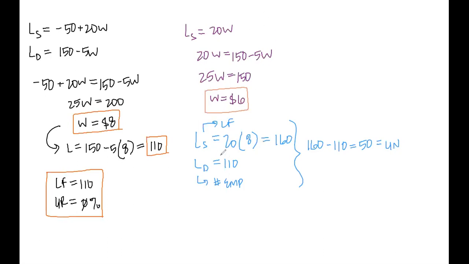So they wanted the level of employment, the level of unemployment. And then they said what would be the size of the labor force, which we know is 160. And then you could find the unemployment rate the exact way you've been doing if you wanted, which would be 50 over 160 multiplied by 100, and that gets us 31.25%.